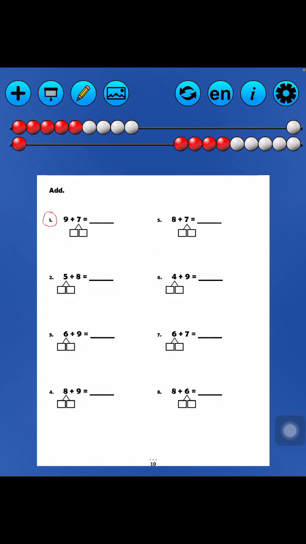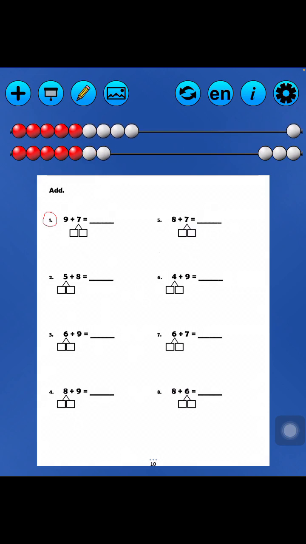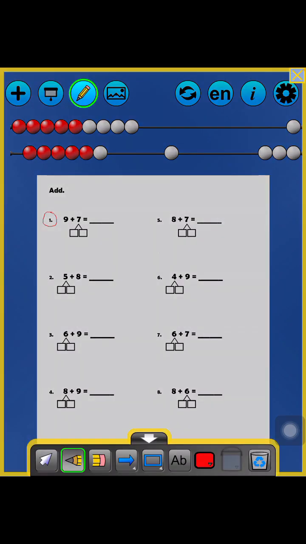1, 2, 3, 4, 5, 6, 7. In the first row, if we move 1 more bead to the left, it can form 10. So in the second row, we split the beads into 2 parts. One part is 1 bead. How many beads in the other part? Yes, there are 6 beads. So 7 is split into 1 and 6.